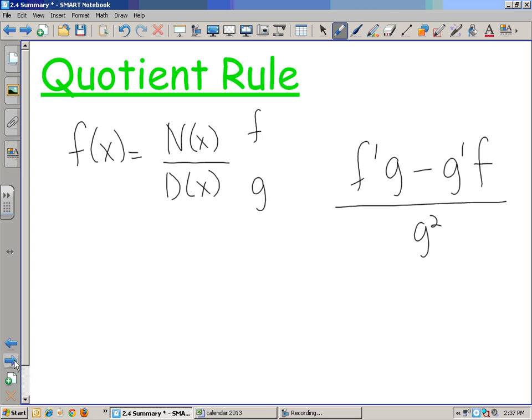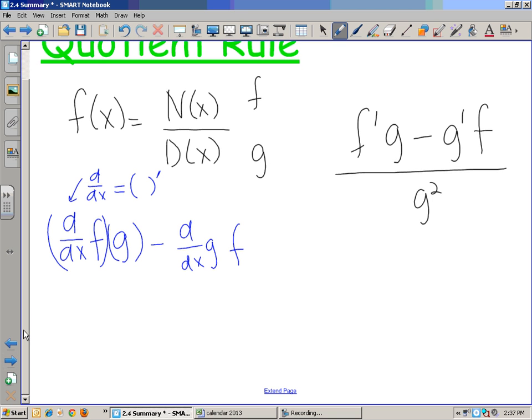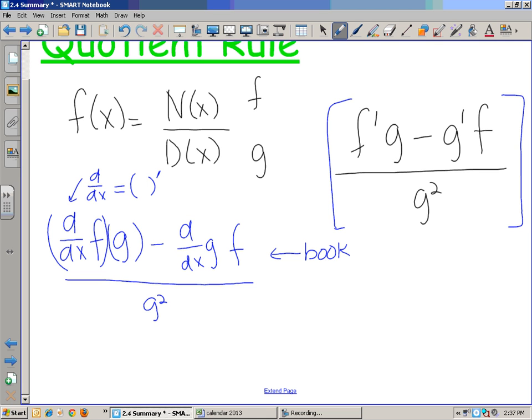Remember, your book will use notation like this: the derivative of f times g minus the derivative of g times f. Remember this d dx is really just saying take the derivative, the derivative with respect to x. So when you see this in the book, don't freak out, because really this is what you need to be able to do: top, bottom, bottom, top. All right, so I want us to go ahead and do an example.